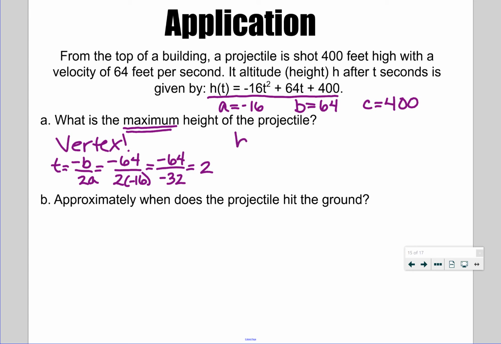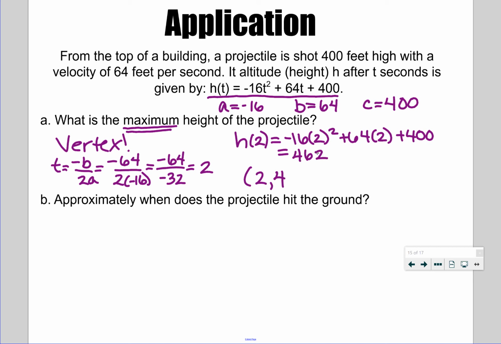To find the second part of my vertex, we're going to evaluate 2 in the function, and this is function h, where h stands for height. So it's going to be negative 16 times 2 squared plus 64 times 2 plus 400. And then you can just type in your calculator, negative 16 times 4 plus 64 times 2 plus 400. And you're going to get 464. So my vertex is the point 2, 464, and I said 464 but I wrote 462 for some reason. That's strange.